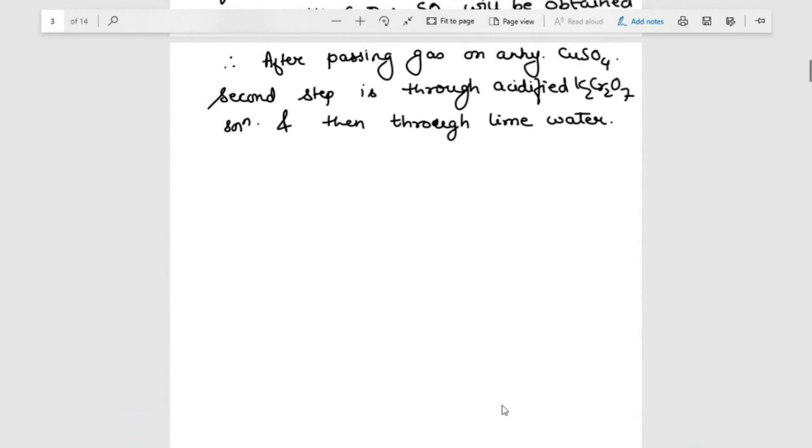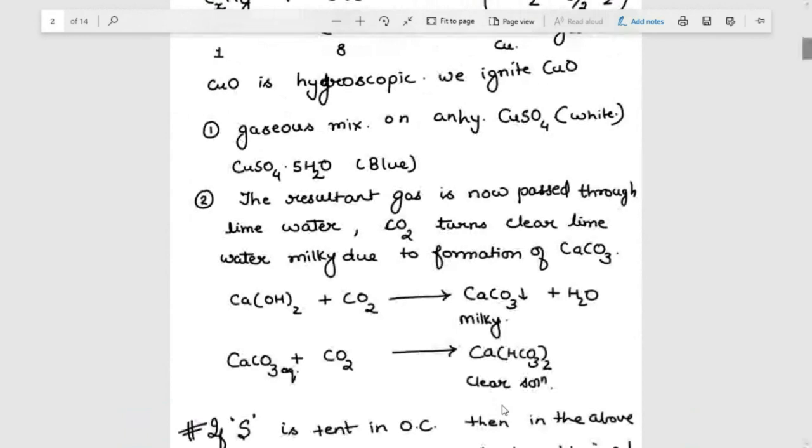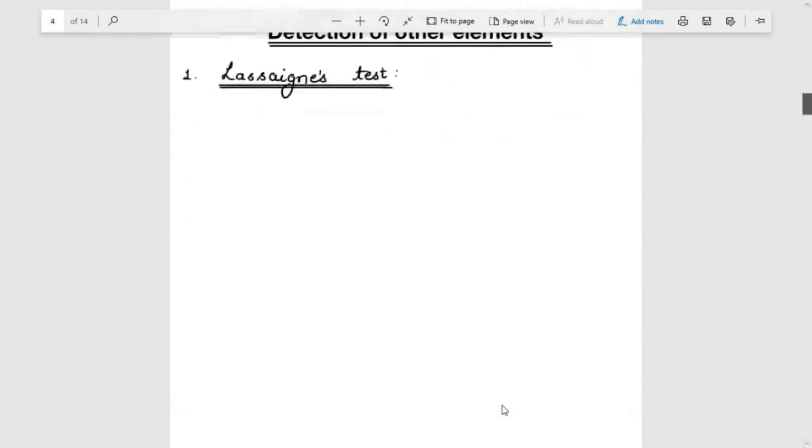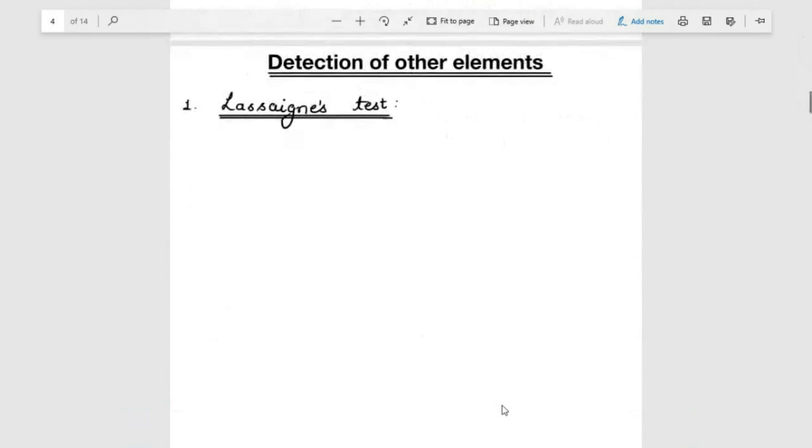Okay, moving to detection of other elements. Detection of other elements is definitely required. And detection of other elements, which ones? We need nitrogen, sulfur, halogen, phosphorus. These are detected by first Lassaigne's test. Now, Lassaigne's test is also known as sodium fusion test or sodium fusion extract test.